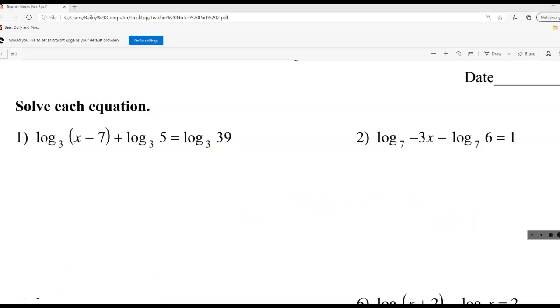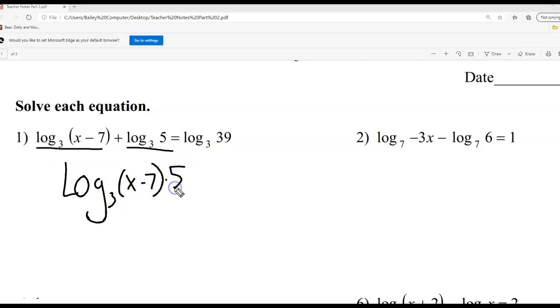Okay. So you'll notice on this one, there are logs on both sides of the equation, but it's a little bit different because there are 2 logs on this side and 1 log over here. Well, we don't want more than 1 log on each side. So we want to somehow put these 2 logs together into 1, and we have a property for that, right? We talked about that a little bit earlier. When you have 2 logs that are being added, you can put them together as 1 logarithm if you multiply their 2 arguments, x minus 7 and 5.